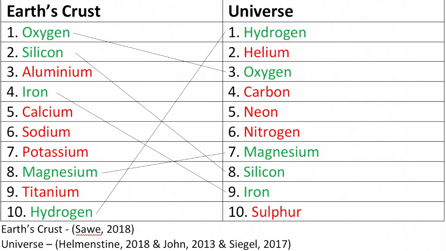For example, oxygen is the most abundant element in the Earth's crust, but it's only the third most abundant element in the universe. Hydrogen is an even more poignant example of this. It's the most abundant element in the universe, but it's only the 10th most abundant in the Earth's crust, having only a single figure percentage abundance. Now, let's take a look at why this might be.